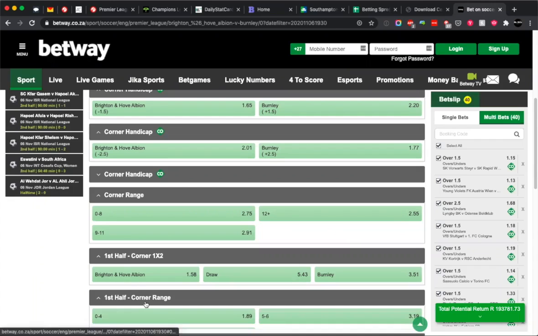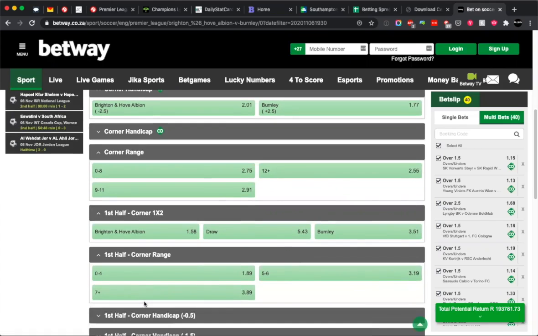And then under the first half market, again, you do have that corner range, which is limited. You're trying to define exactly how many corners will be in the first half. And it has the 0 to 4, the 5 to 6, and the 7+. The 7+ market is great, especially when you're playing. What I'll do at the end of this, I'll give you guys my list of teams that I know take a lot of corners, and then you can just be using those as a reference. This doesn't happen in every game, but I'll send it in the group where you guys can just use it to reference.